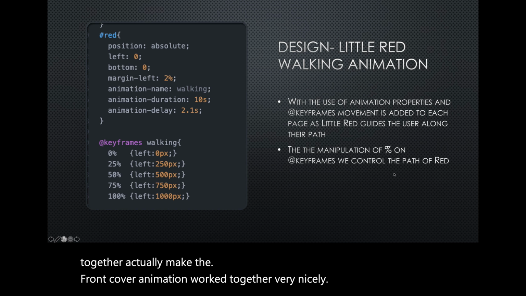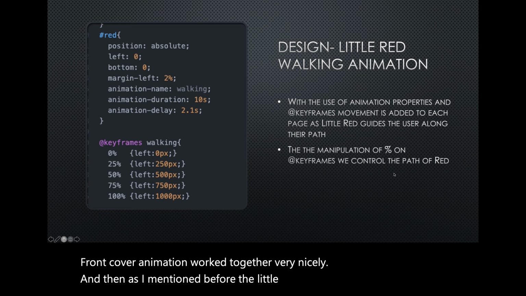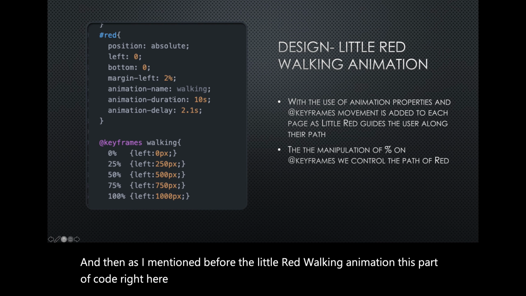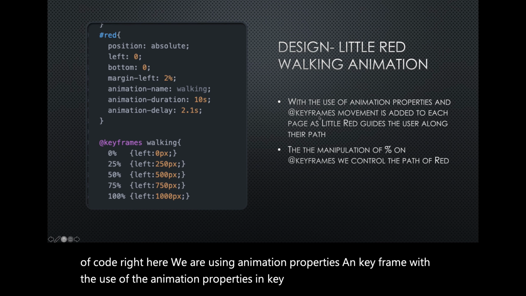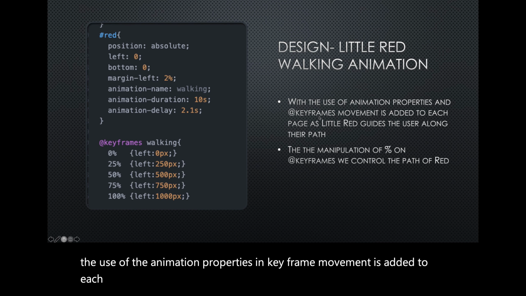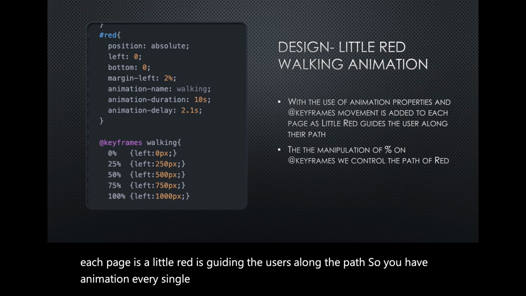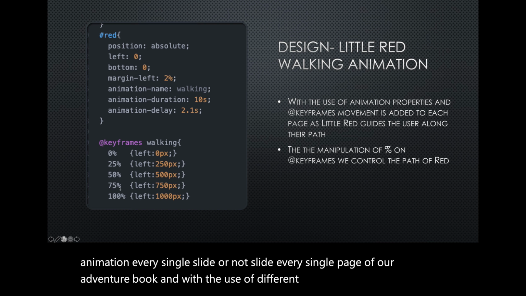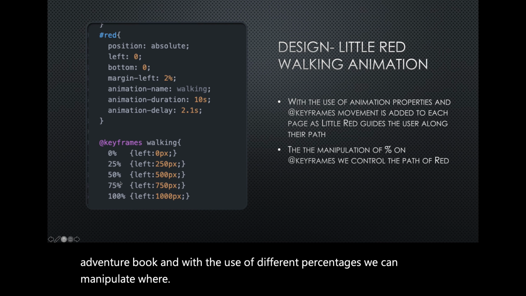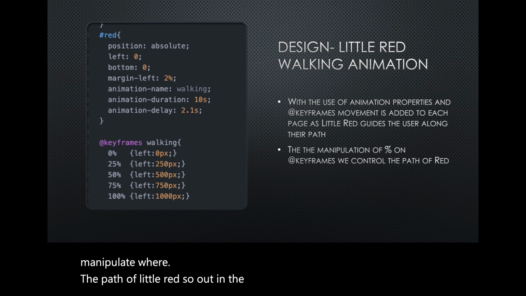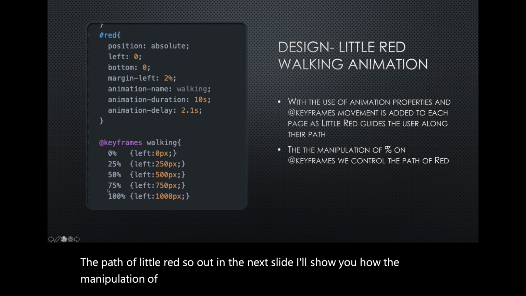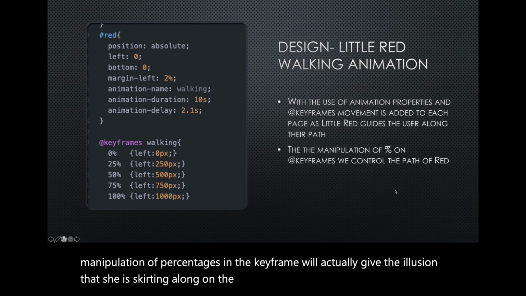And then, as I mentioned before, the Little Red walking animation, this part of code right here, we are using animation properties and keyframes. With the use of the animation properties and keyframes, movement is added to each page as Little Red is guiding the users along the path. So you have animation on every single page of our adventure book. And with the use of different percentages, we can manipulate the path of Little Red. In the next slide, I'll show you how the manipulation of percentages in the keyframes will give the illusion that she is skirting along on the path of the book page.